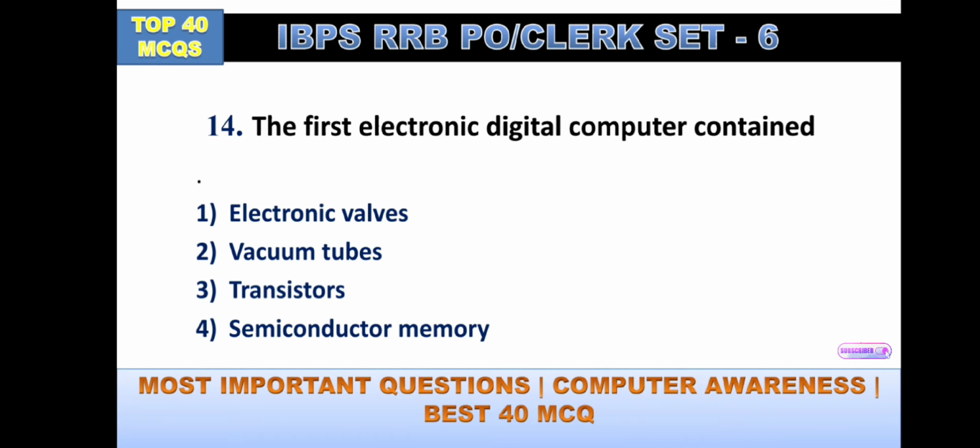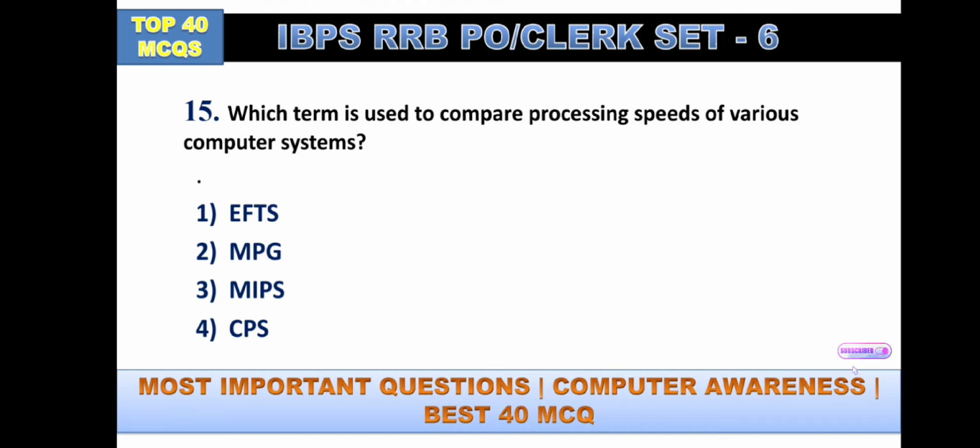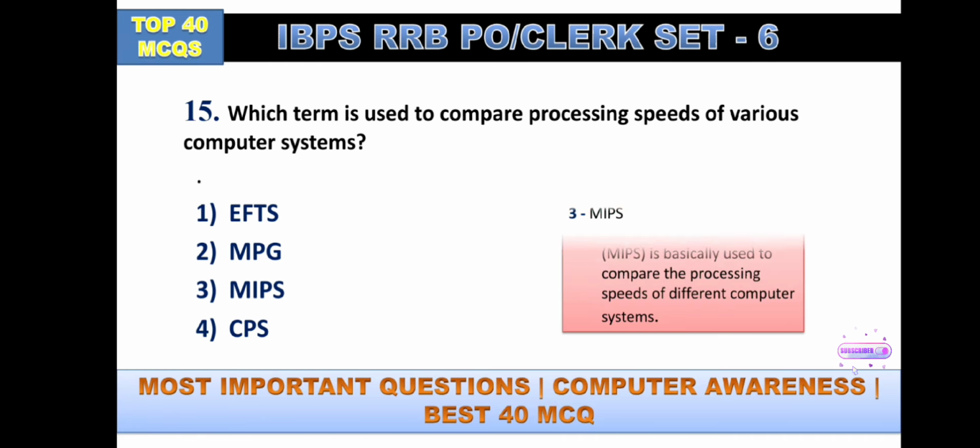Question number 14. See, the first electronic digital computer contained electronic bulbs, vacuum tubes, transistors or semiconductor memory. So in the first generation we used vacuum tubes. So here the answer is option number 2, vacuum tubes. Which term is used to compare the processing speed of various computer systems? So it is MIPS. MIPS, million instructions per second. It is basically used to compare the processing speed of different computer systems.